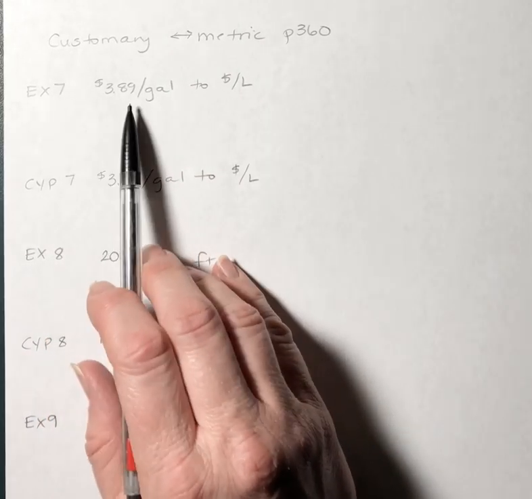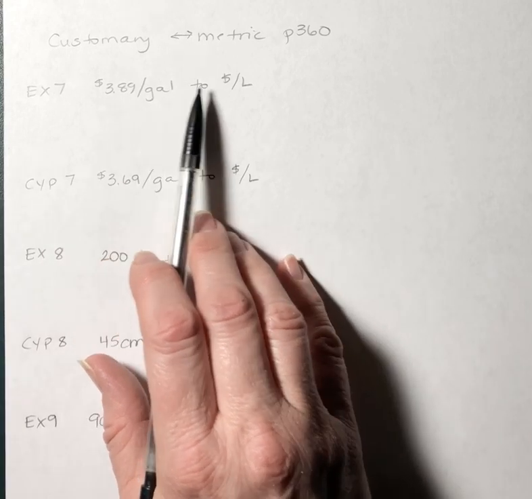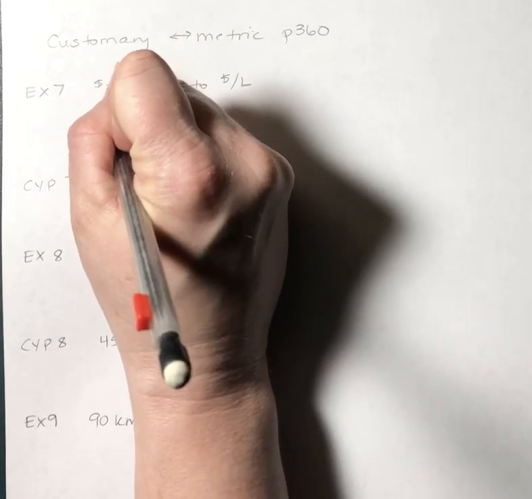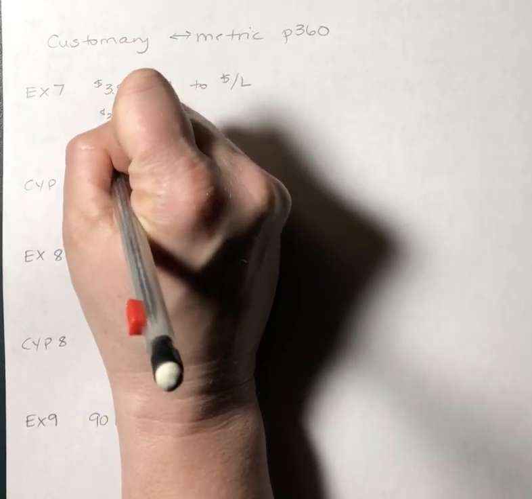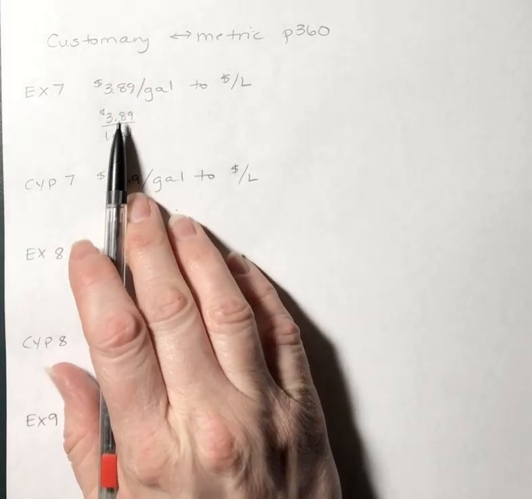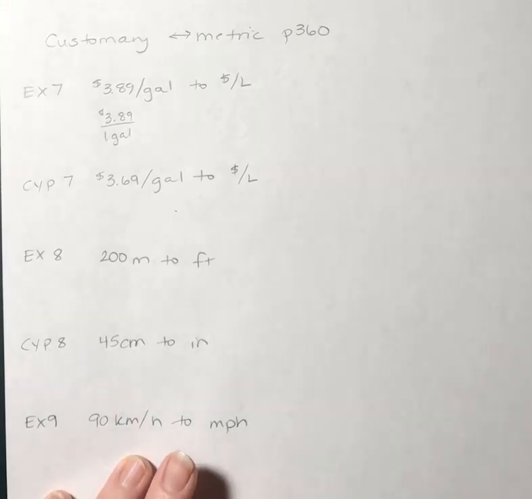So example 7 wants us to go from $3.89 a gallon to dollars per liter. So I'm going to start off $3.89 per gallon. I still want my dollars to stay the same, so that's not what I'm changing, okay? I'm just changing from gallons to liters, okay?